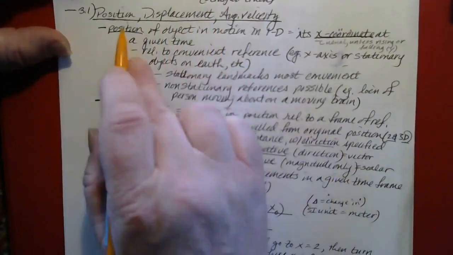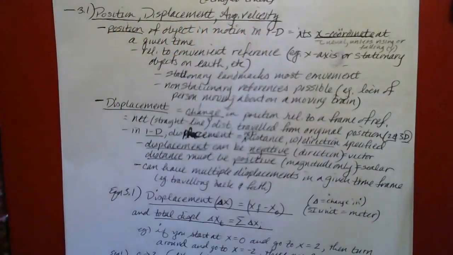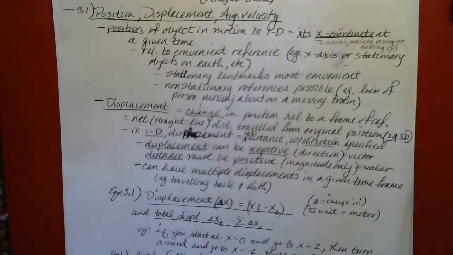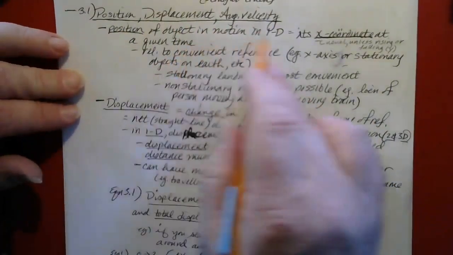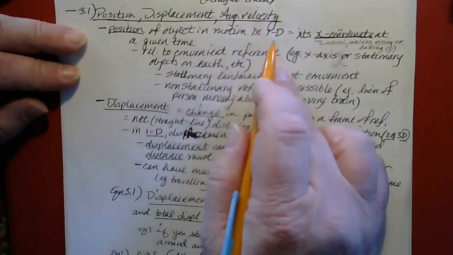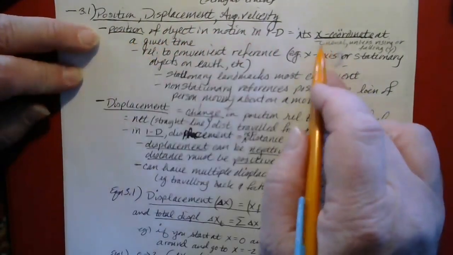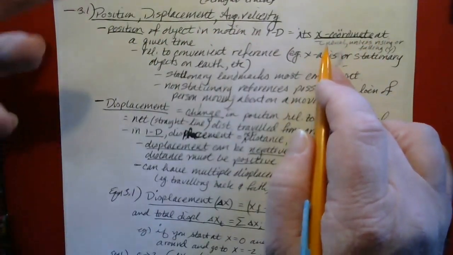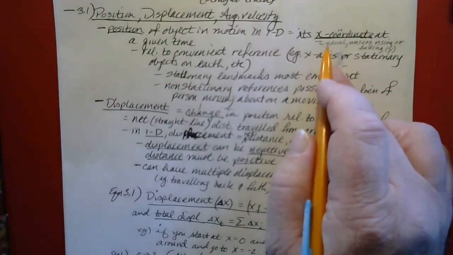The first section deals with position, displacement, and average velocity. So first of all, we need to define what we mean by position. That's the location where the object of interest is, but we need to define that more scientifically than just saying where something is. For an object in motion in 1 dimension, its position is its x coordinate, or whatever coordinate you're choosing to use as the coordinate for that 1 dimension.